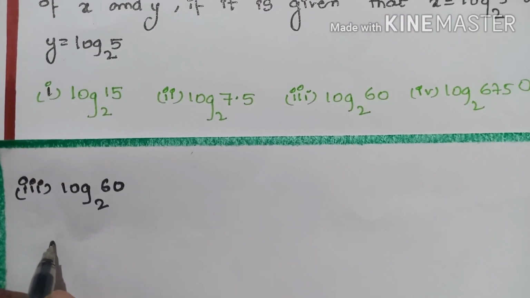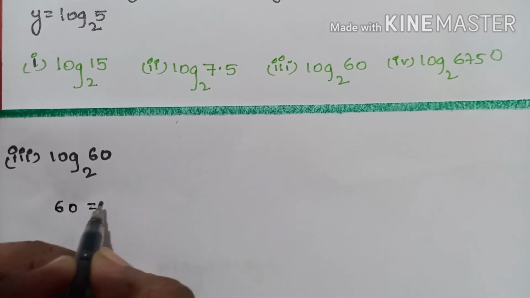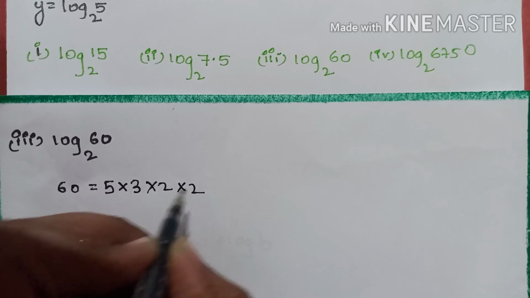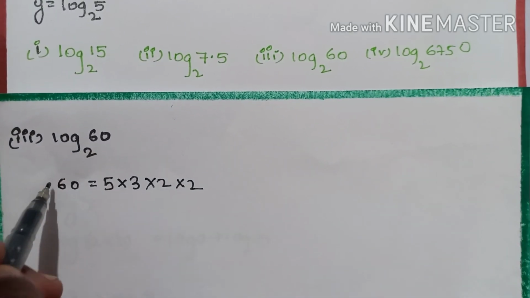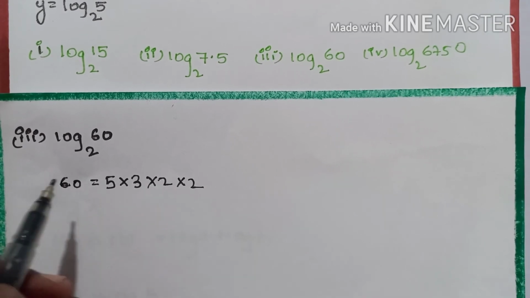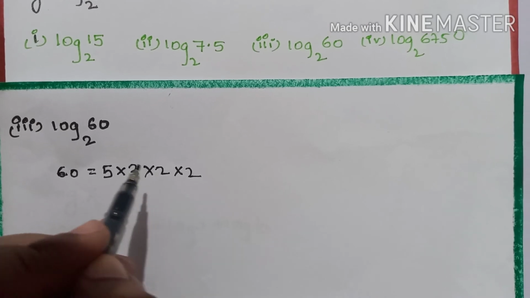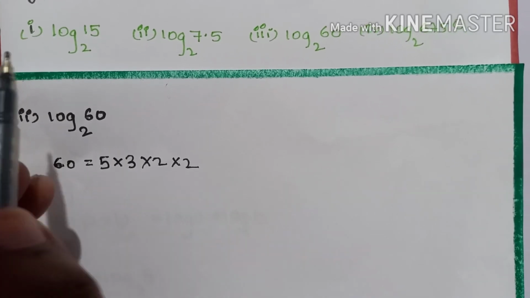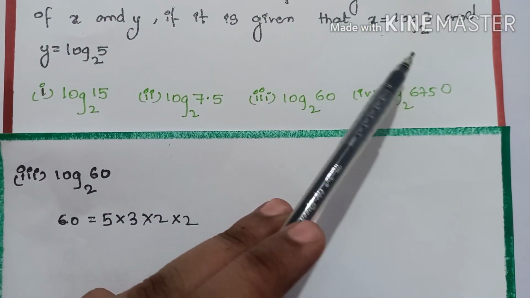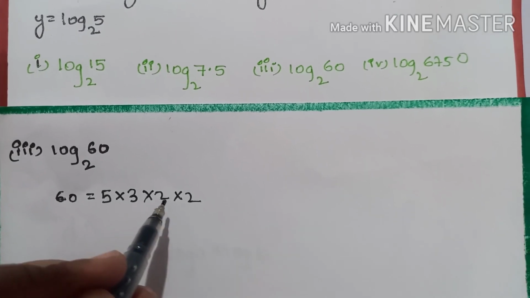Now the third one, which is log 60 to the base 2, and we know 60 can be written as 5 into 3 into 2 into 2. First, when we are going with a difficult number, first think in which terms it can be expressed. So 60 can be expressed as 5 into 3 into 2 into 2. It can be expressed in many ways, but we have to express it in terms of the given question. In the question it is 3, 2, 5, 2. So I have expressed it in terms of 5 into 3 into 2 into 2.